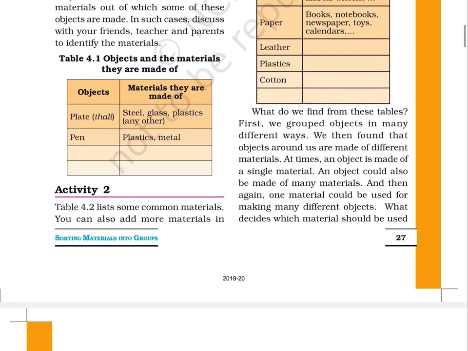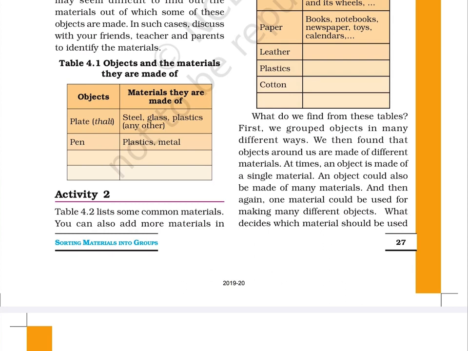Table 4.1 Objects and the materials they are made of. 1. Plate or thali, which is made up of steel, glass, plastics or any other. Second, pen, which is made up of plastics, metal. Rest part of the table is left for you to complete it.